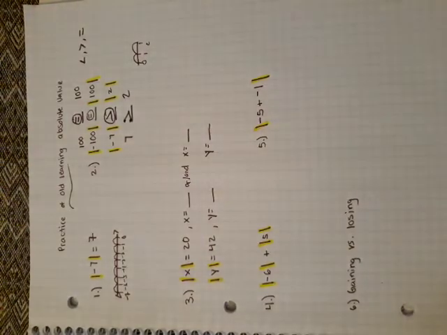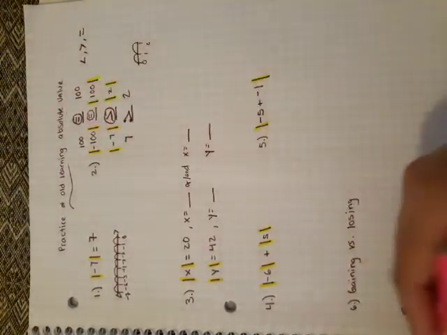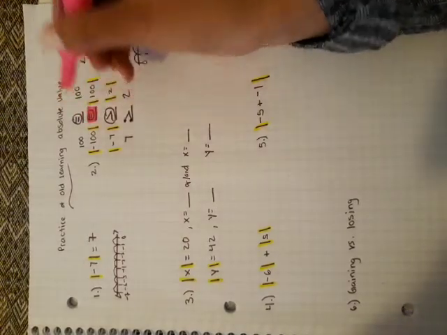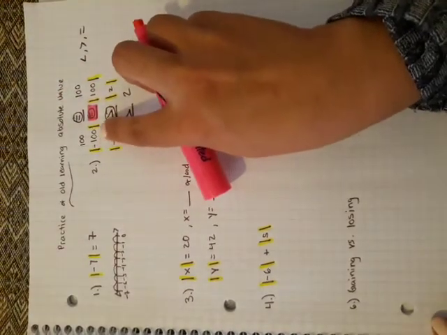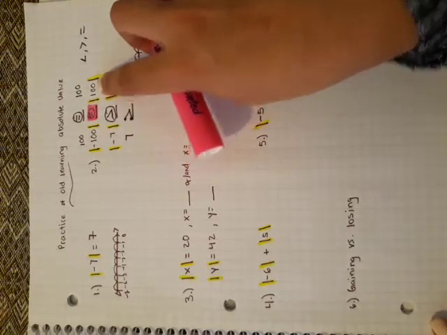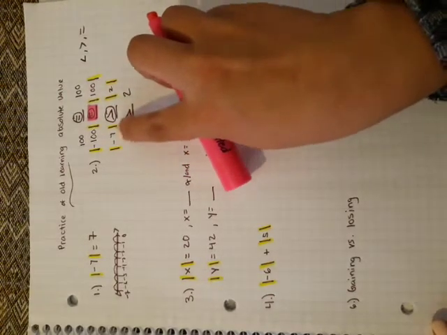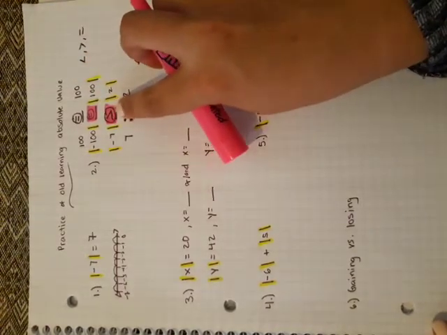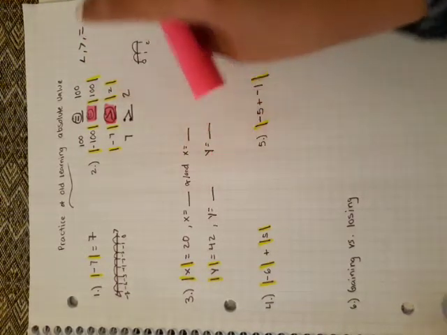Let me highlight my answers because I'm just realizing right now this is super messy. I'm sorry. So the absolute value of -100 is equal to the absolute value of 100. The absolute value of -7 is greater than the absolute value of 2.